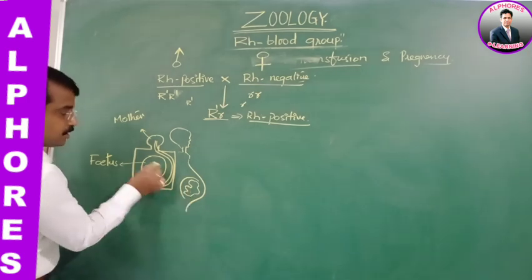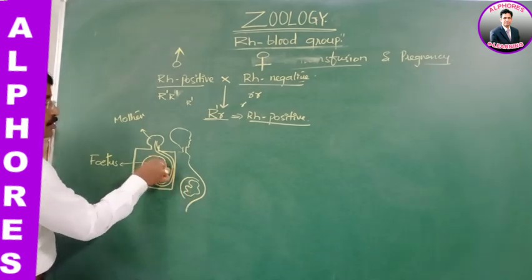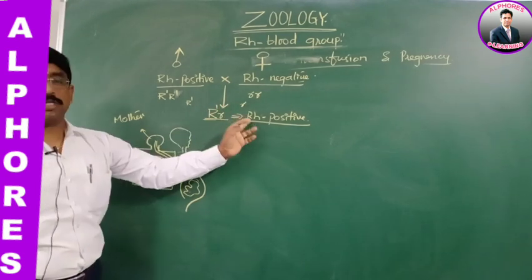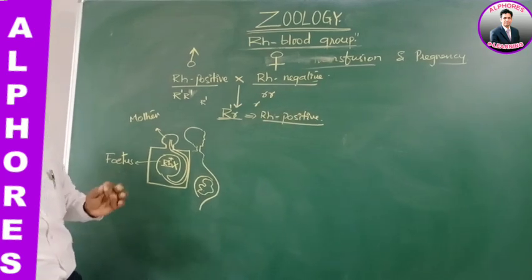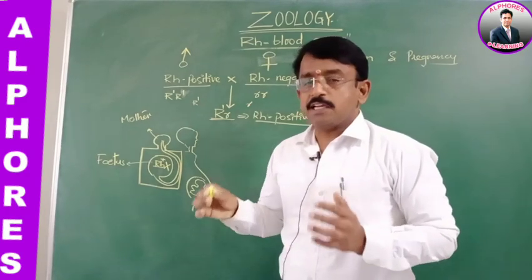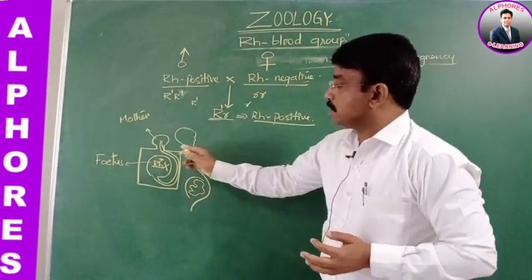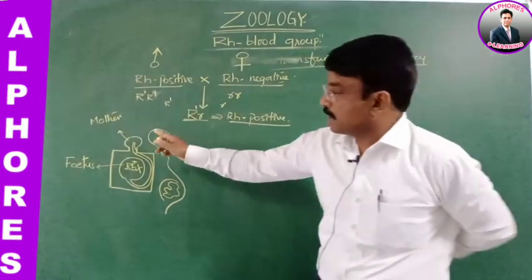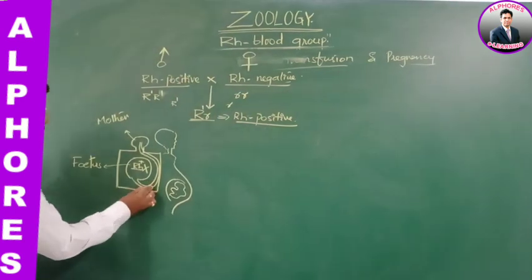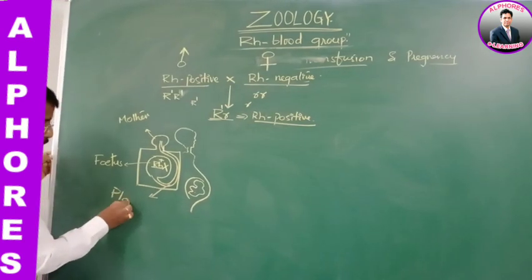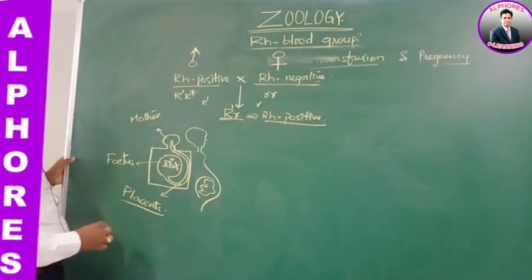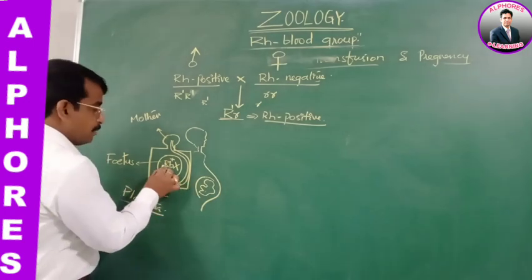The baby is with Rh antigens. Rh antigens are present in the baby. The baby born is Rh positive. We know very well that among all the mammals, there is an intimately associated structure between the mother and the fetus. Mother and fetus are connected by means of an intimately associated structure named the placenta. This is the placenta. So the first baby born is Rh positive.